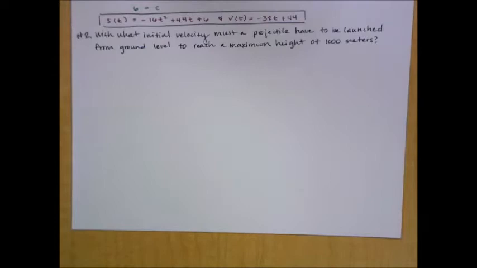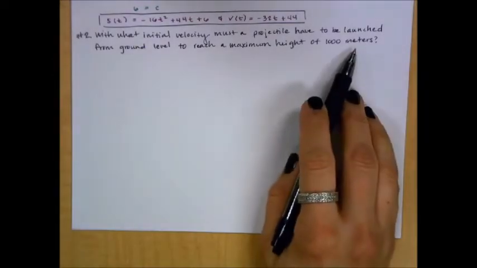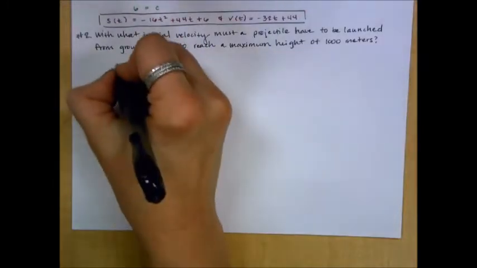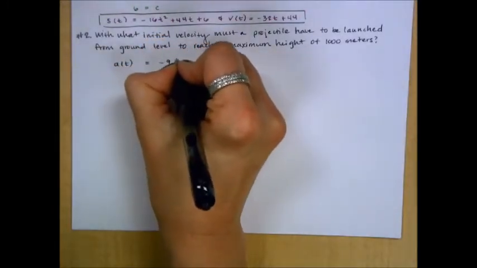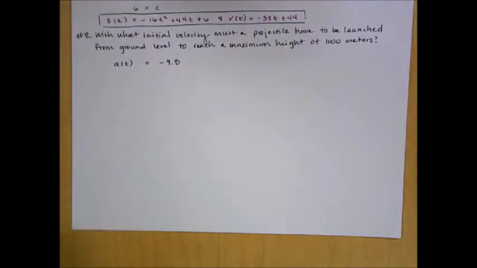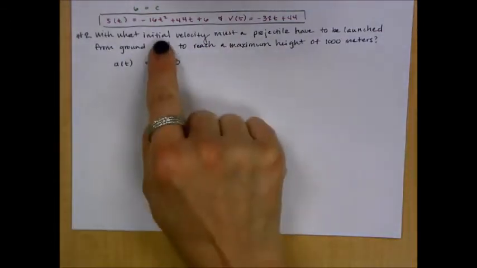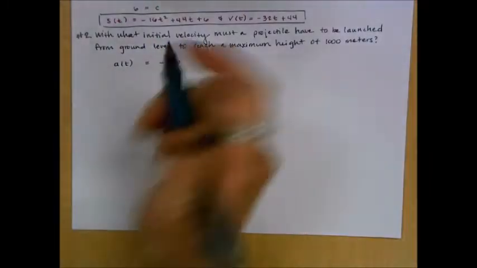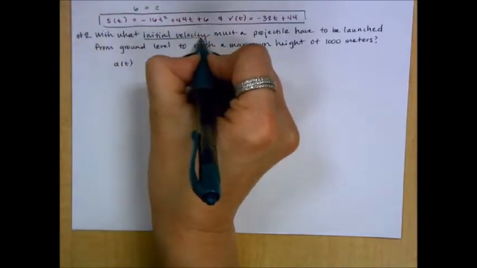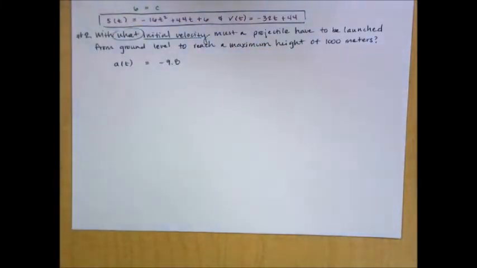All right, so we're going to start here, since we're working in meters with an acceleration due to gravity of negative 9.8 meters per second squared. We're told that we don't know and need to find the initial velocity. So this is what we don't know. What is the initial velocity? V of 0 equals what?